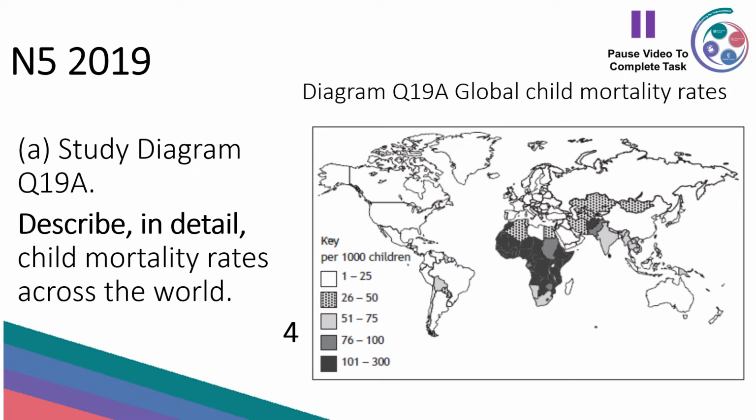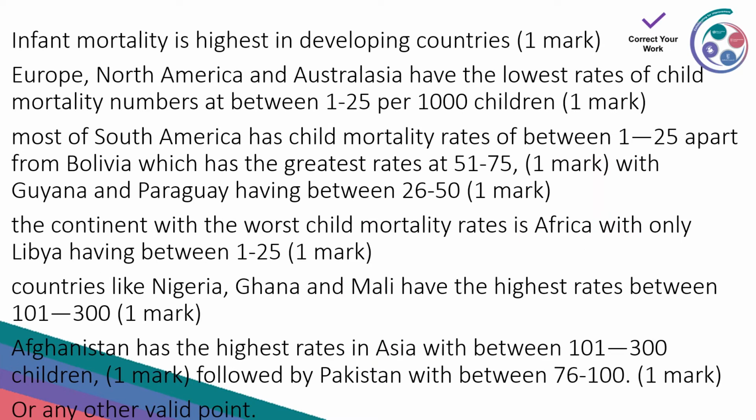Okay. So if you've stopped the video and done this question yourself, here's the answers for you, or the mark instructions I could say for you. Infant mortality is highest in developing countries, so that's a mark. Europe, North America and Australia have the lowest rates of child mortality, between 1 and 25 per 1,000 children. And you get the rest just there. You can read over that yourself and mark your own answers if this is one you've tried to do yourself.